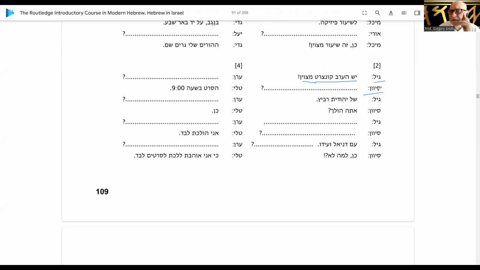Sivan says, how about to where is the shel hayelad? Let's see, look at this. Belonging to Yehudit Ravitz. I wonder if it's asking who is playing. Yesh ha'erev concert metsuyan. Okay, and Sivan says, we don't know yet, but Gil says, belonging to Yehudit Ravitz.